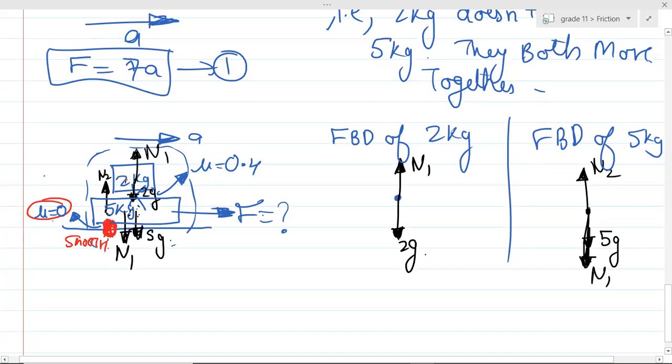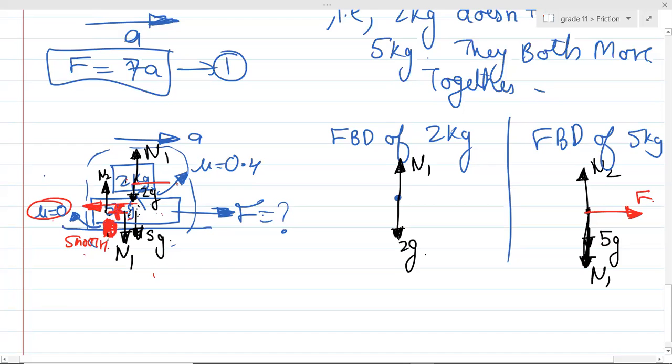Now can you tell me what all forces are acting on 5 kg? There is this force F acting on it. Can you see this 5 kg block is having a tendency to move towards right? Can ground apply any friction? No, but will 2 kg apply any friction? Yes, sir. And what will be the direction of that friction? Left. So this will be the direction of friction on the 5 kg block.